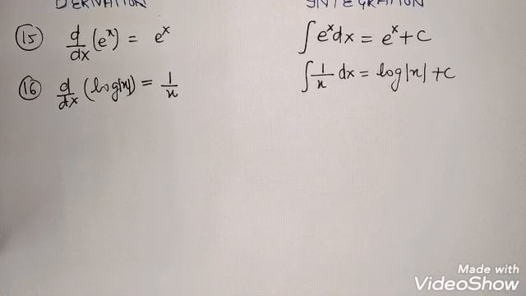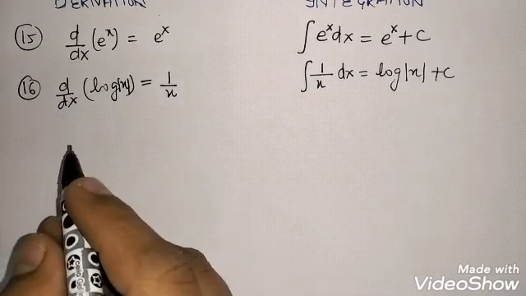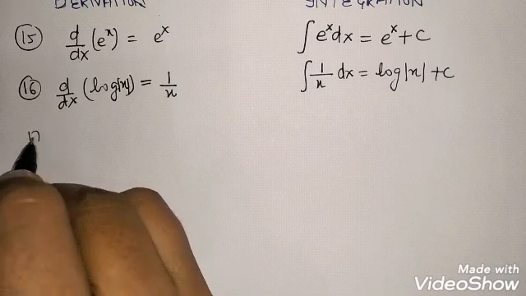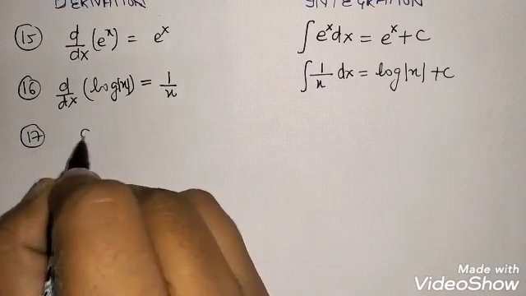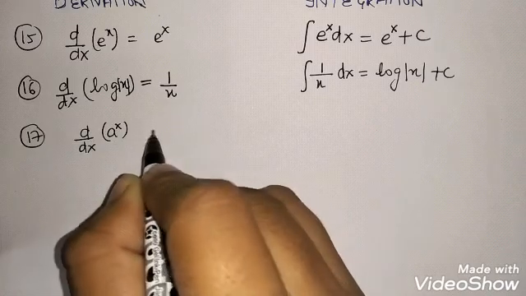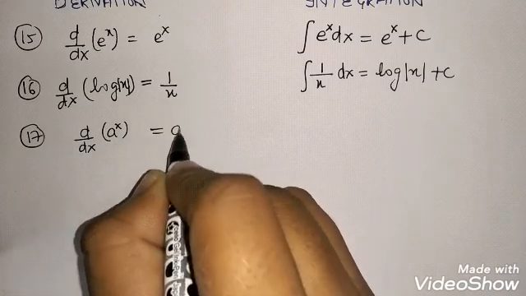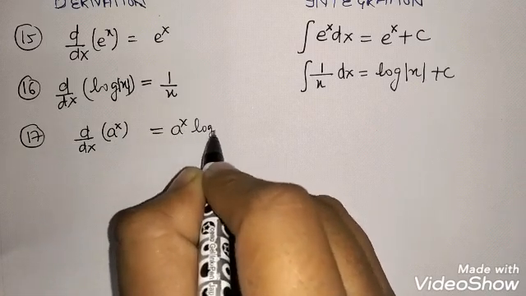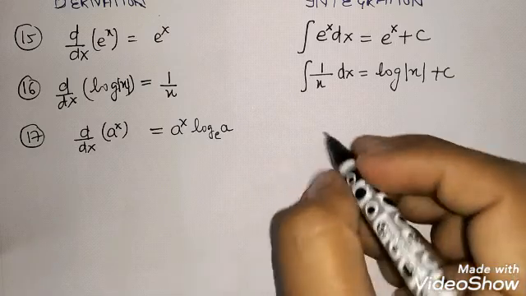That's it. Then the next formula, and this is the last one, the 17th one, is the derivative of a to the power x. The derivative of a to the power x is a to the power x log base e a.